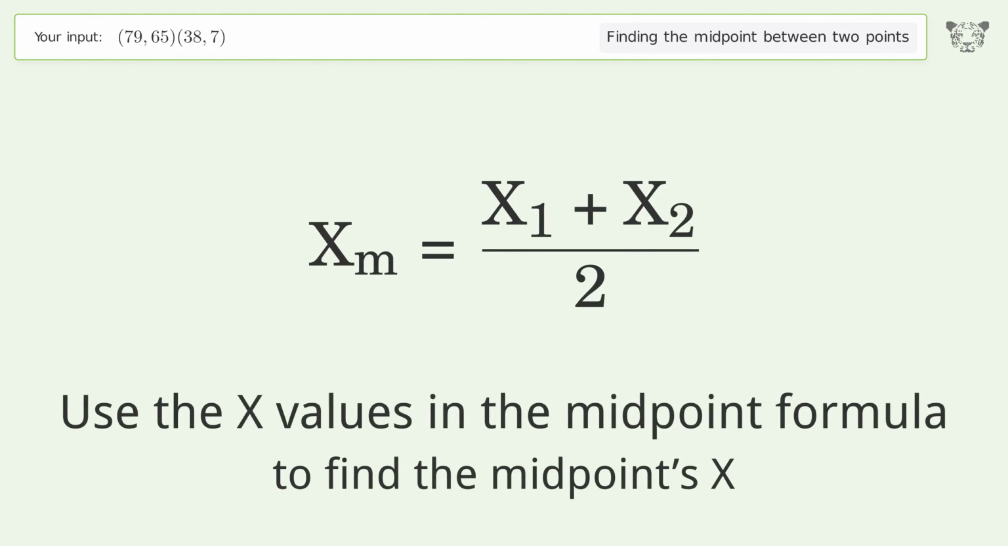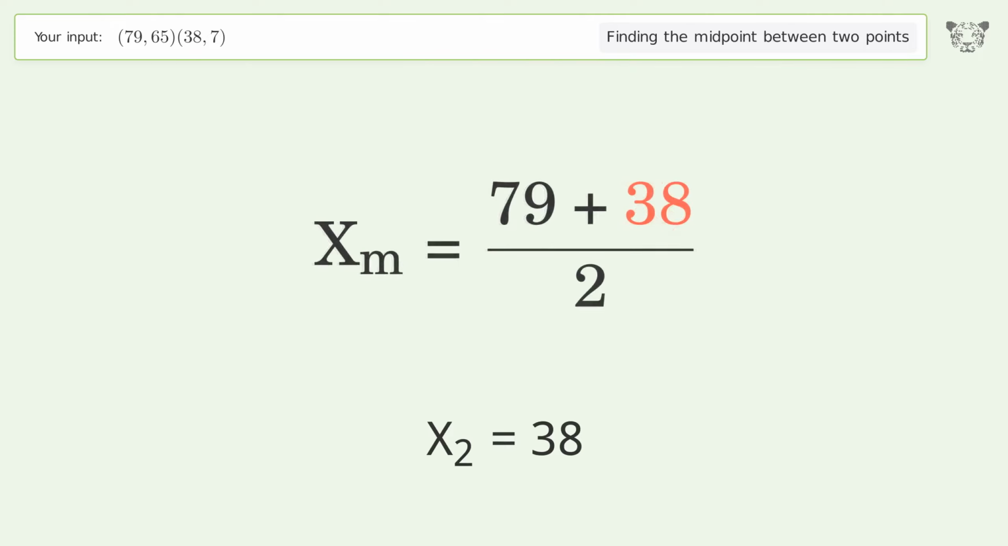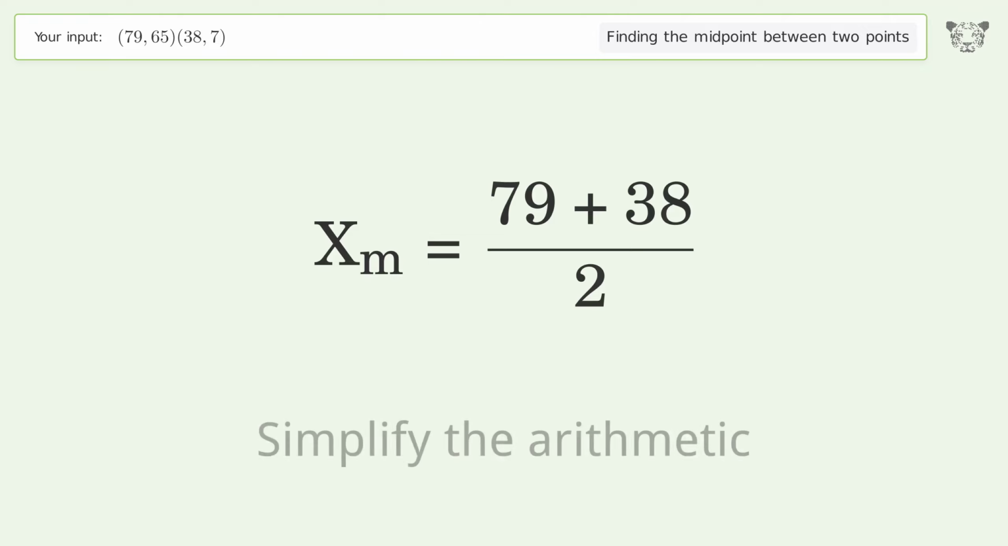Use the x values in the midpoint formula to find the midpoint's x. x1 equals 79. x2 equals 38. Simplify the arithmetic.